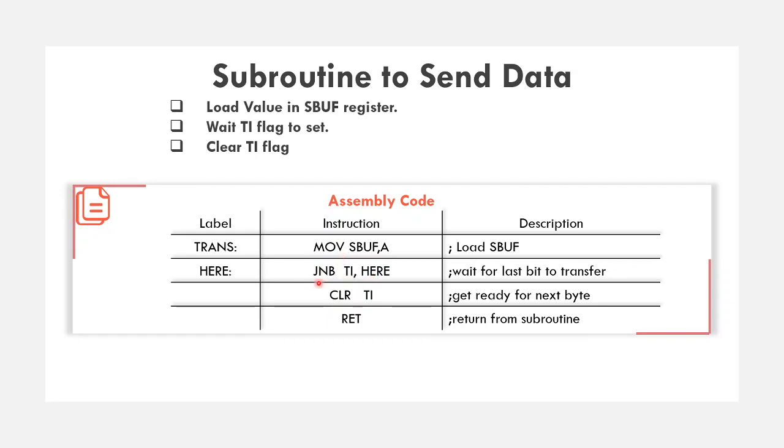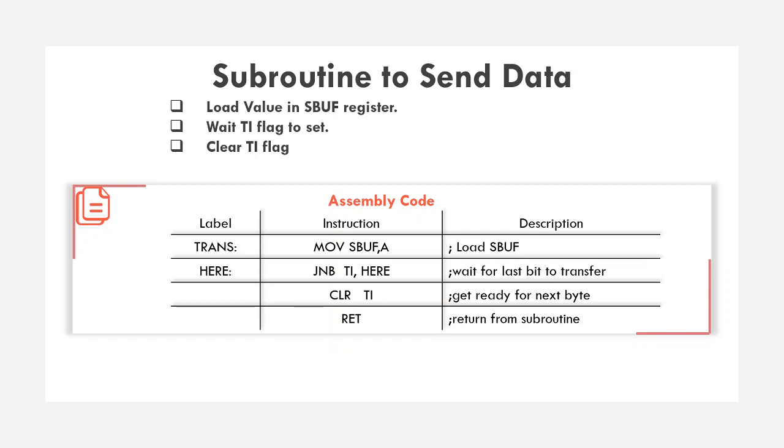We have to wait here by using the instruction JNB TI. When this TI flag gets set, the controller will move out from this routine, and immediately after that we have to clear this TI flag to make it ready for the next cycle, and RET to come out from this subroutine.